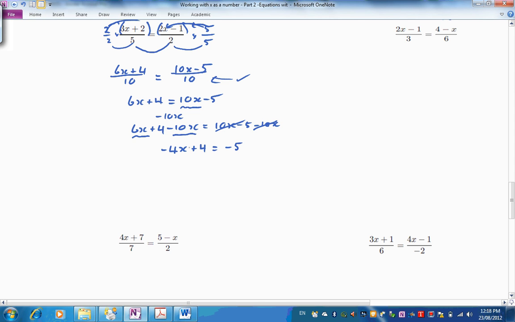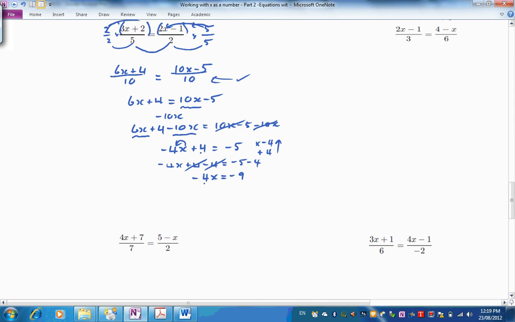Negative 5. What's been done to x? It's been times by neg 4. You can write it down over here to help you. And then 4's been added. So we're going to unpack our present, if you like, reverse the steps. Let's subtract 4. What does that look like? We wrote it out in full. It would look like this. And that would remove the 4 from that side, unpacking our present. And we'd have neg 4x equals neg 9.